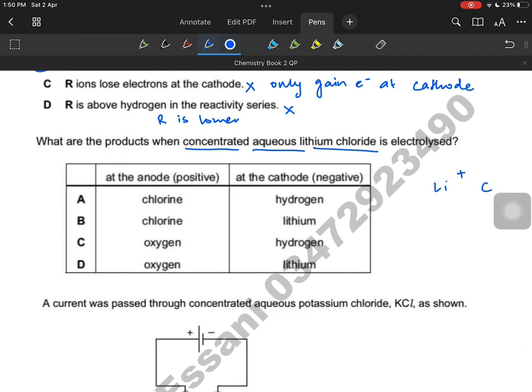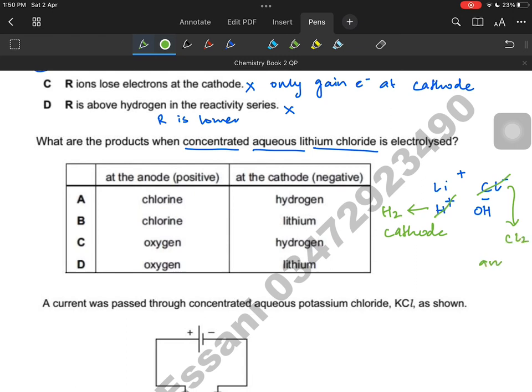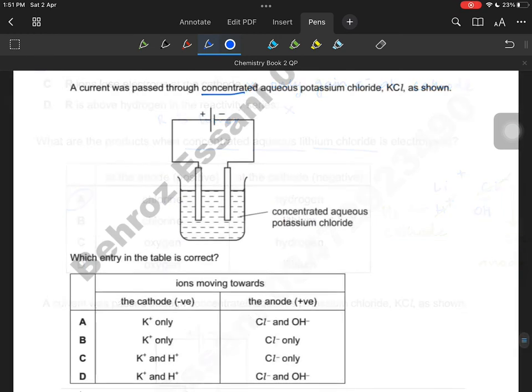So I'm considering that it has lithium ions, chloride ions, H plus ions, and OH minus ions. Now lithium is a lot higher in the electrochemical series, so hydrogen would be the one discharging at the cathode because hydrogen is lower in the series. And when we talk about chloride and OH minus, it's a concentrated solution, so chloride ions will discharge at the anode, and chlorine gas will evolve. So the answer is at the cathode hydrogen and at the anode chlorine. A for apple is the right answer. So yeah, I'm accurate. Let's look at this question.